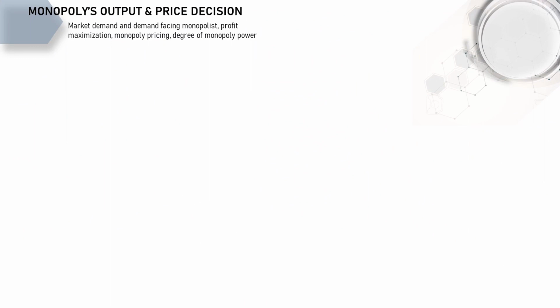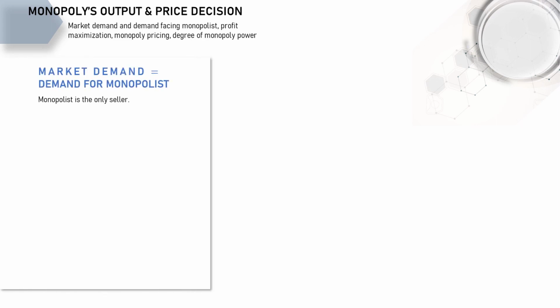Let's begin with monopolies' output and price decision. When we're talking about competitive firms, we distinguish market demand and demand facing the competitive firm. In the monopoly case, however, there is no such difference anymore. Since the monopolist firm is the only seller in the market, market demand is demand for the monopolist.